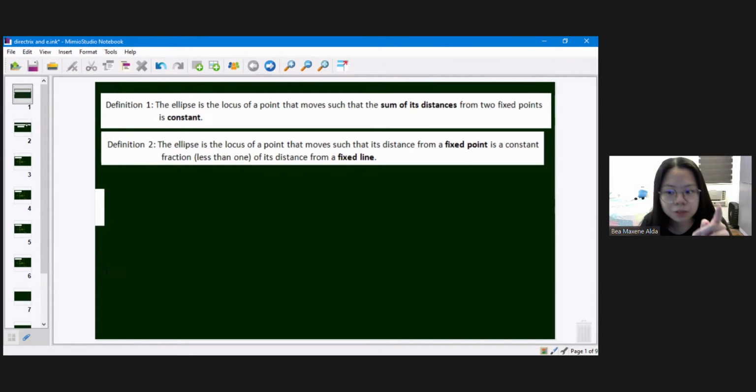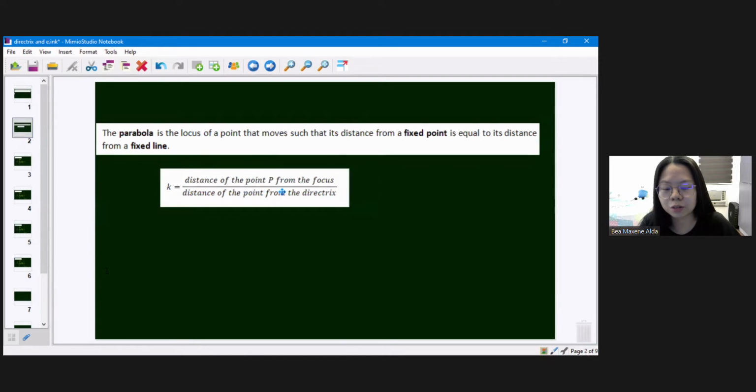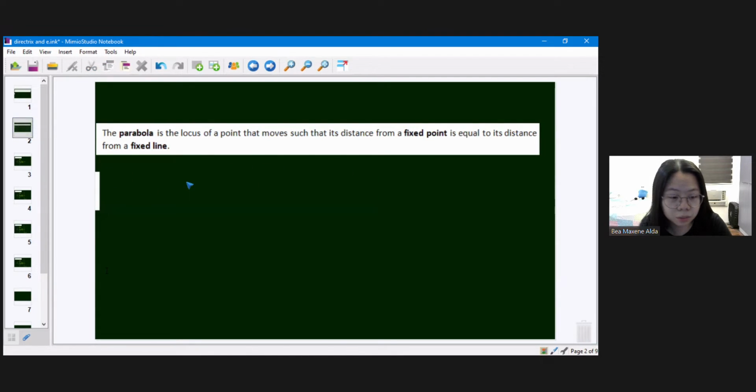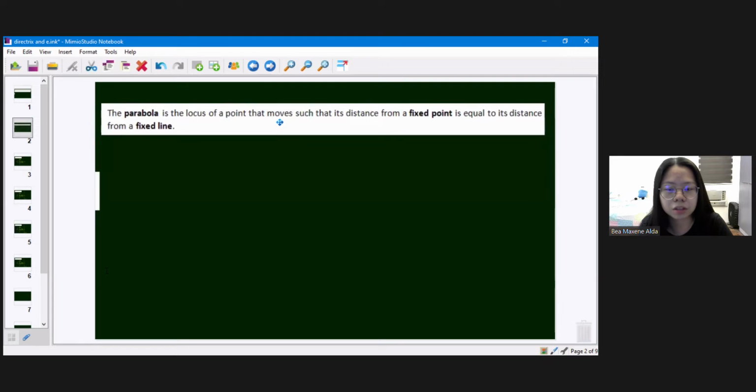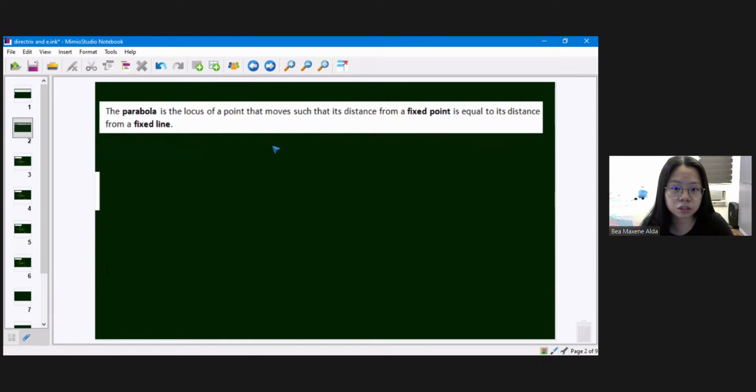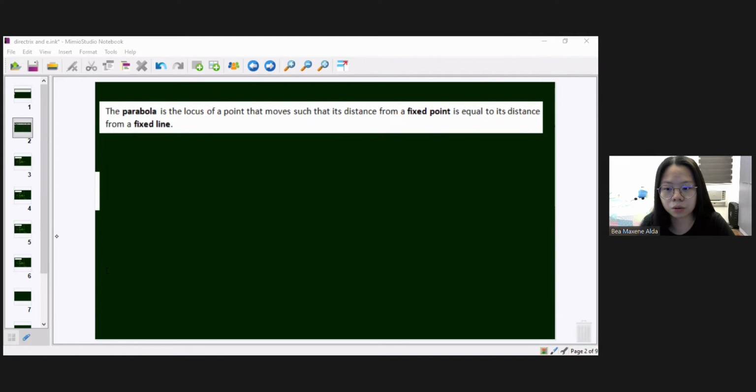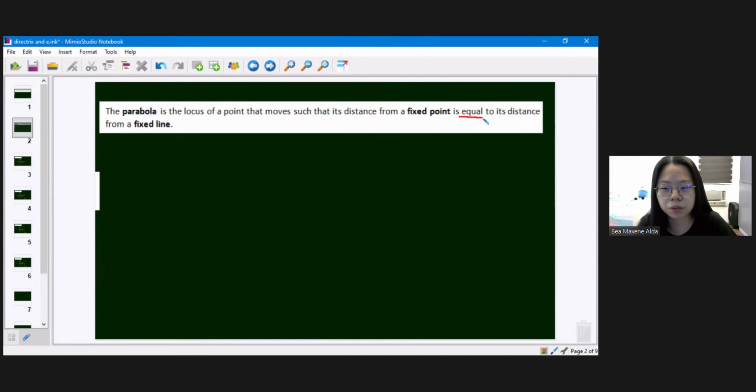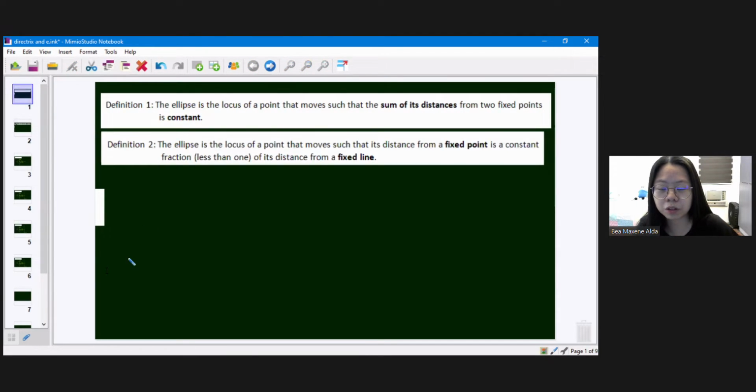Sa parabola. Okay, sige, ito. Di ba yung parabola? The parabola is the locus of a point that moves such that the distance from a fixed point is equal to the distance from a fixed line. So, as you can see, parang mas simple, no? Kasi equal yung distance kapag i-compare natin. Ayan. So, paano nga ba? Like, say if we compare those two distances.